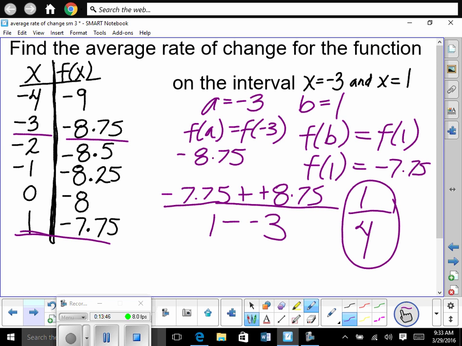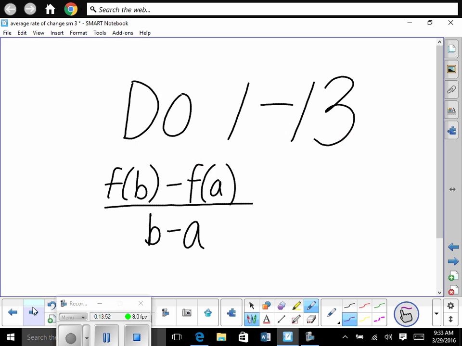Okay? Questions? That's the average rate of change between those 2 points. Sweet. You do 1 through 13. Find the average rate of change. We're going to have a quiz on it tomorrow.